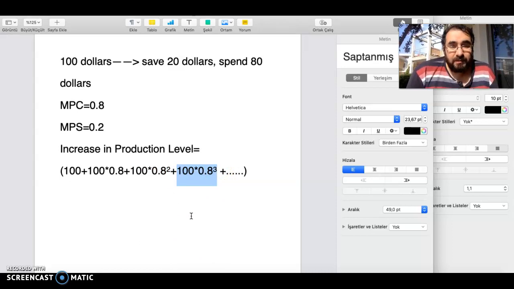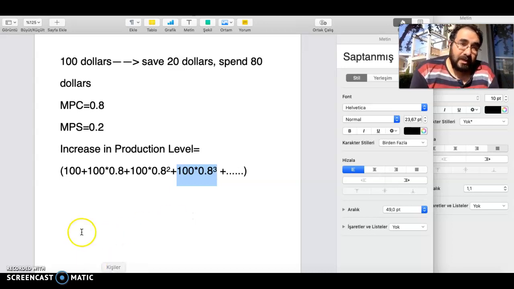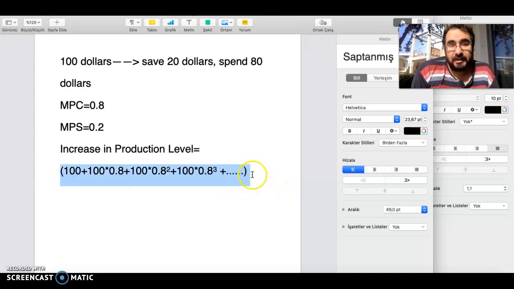Each of these spendings will increase the production level, since we have this infinite production capacity which is not used. So the increase will be 100 plus 100 times 0.8 plus 100 times 0.8 squared plus 100 times 0.8 cubed plus 100 times 0.8 to the fourth. The next person will take 100 times 0.8 cubed and spend 0.8 of it, and this will go all the way to infinity. So this equation will show the increase in production level.